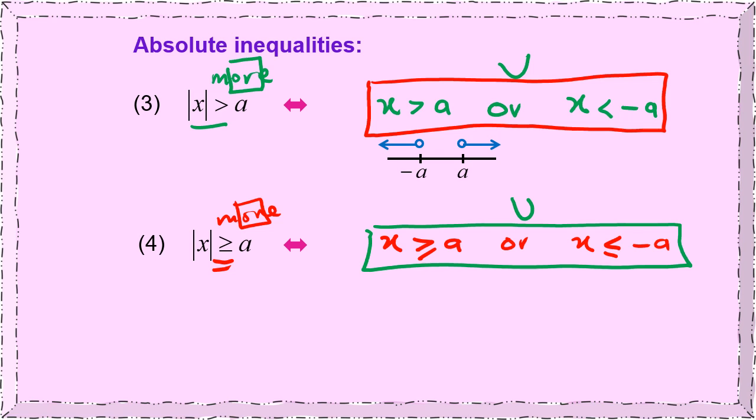So how do we sketch on the number line? For number 3 we have the empty dot or circle. For number 4 we have the dense dot. So that's the definition of absolute inequalities. What you need to do is just apply the definition depending on the inequality given.